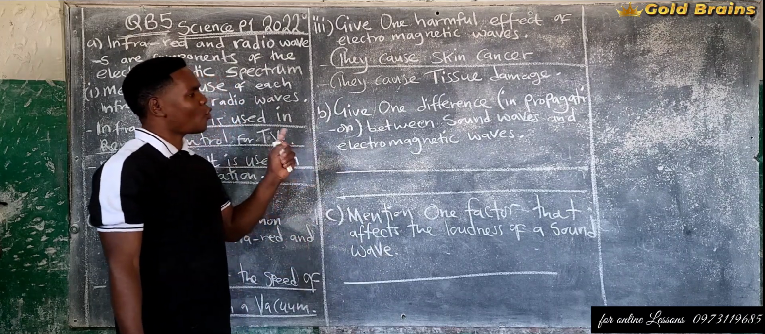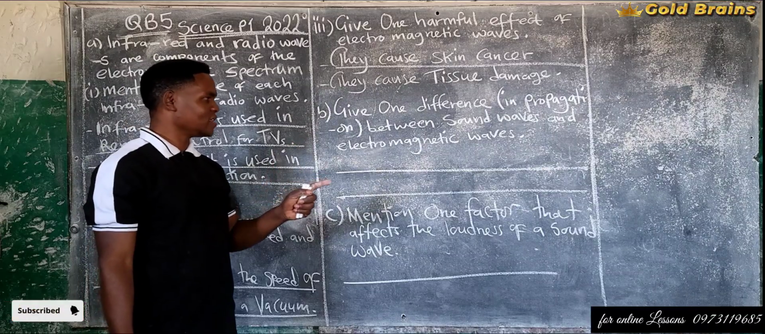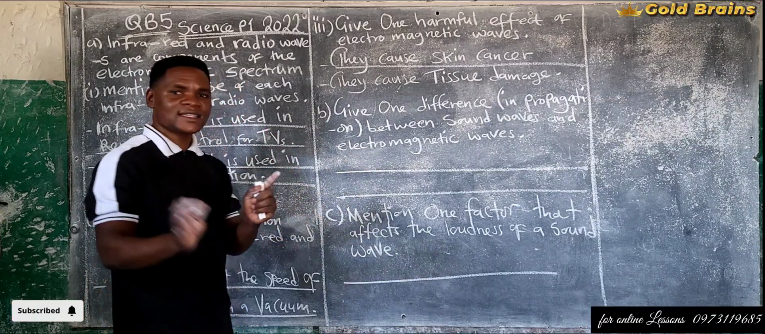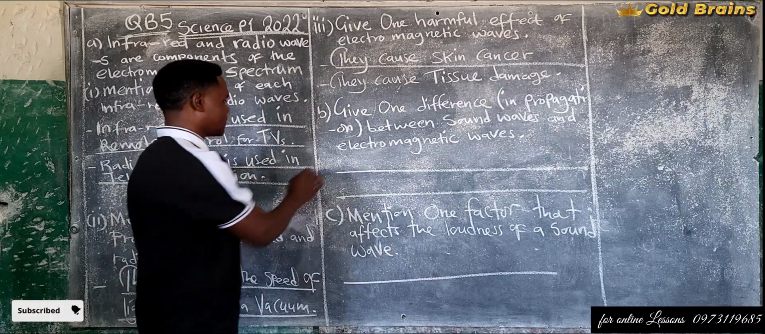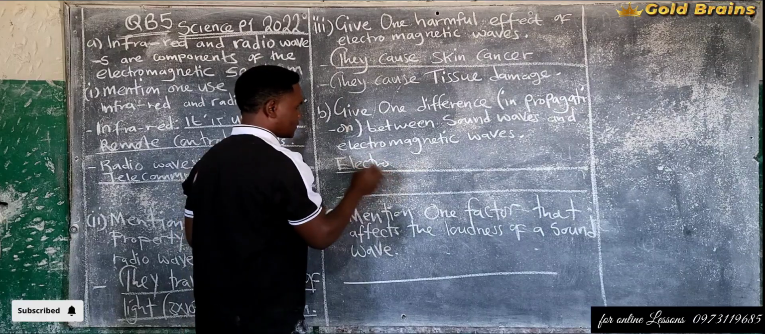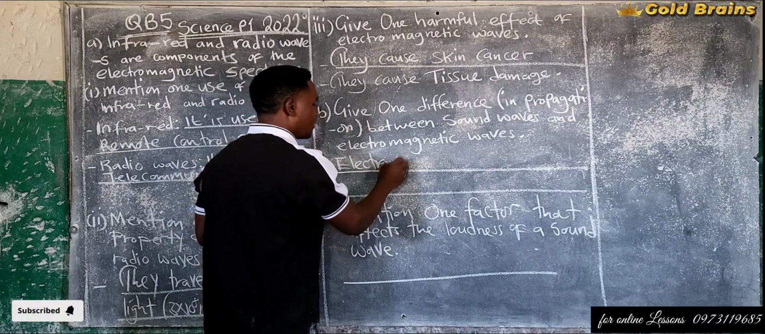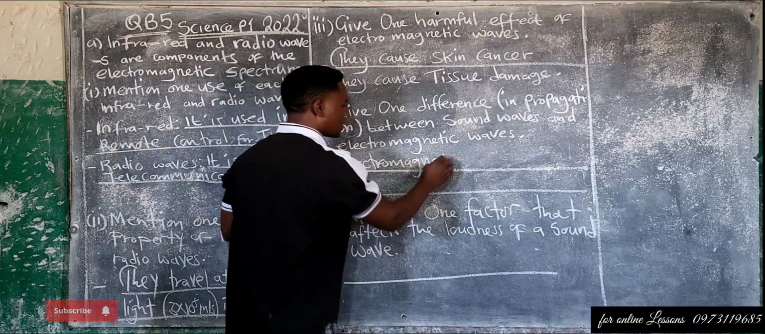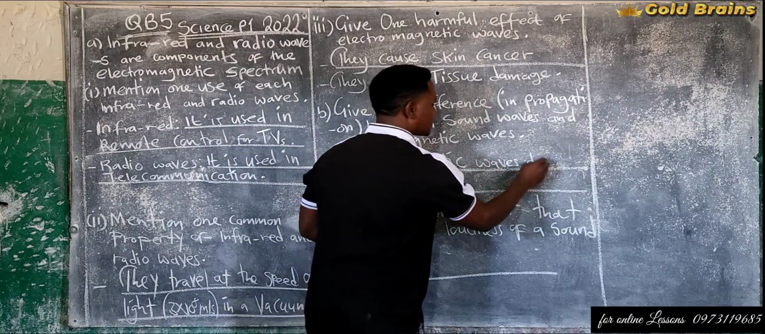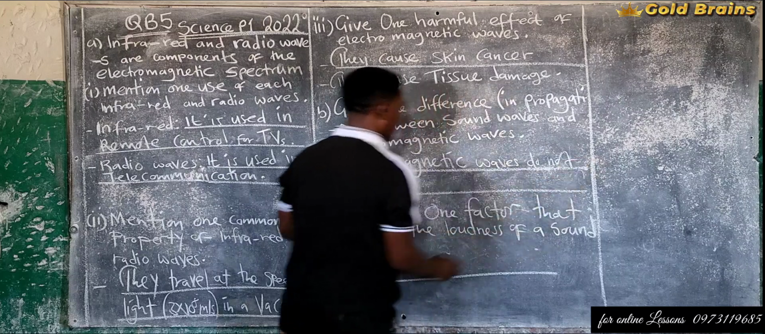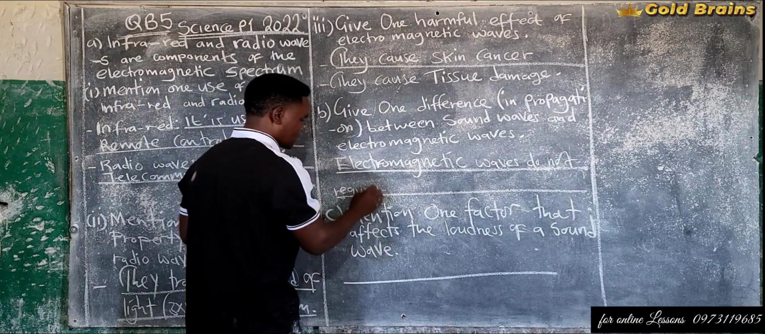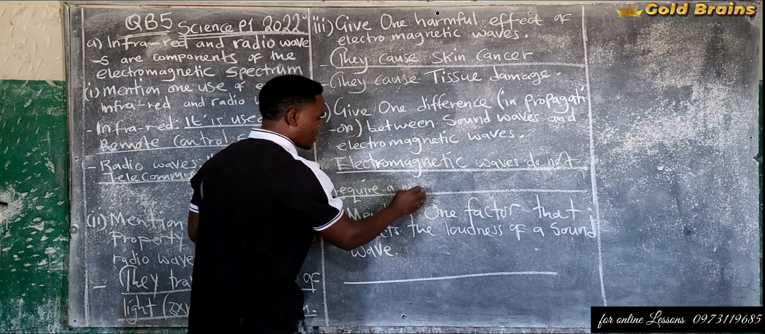Now, give one difference in propagation between sound waves and electromagnetic waves. So your answer, which was required here, was this: electromagnetic waves do not require a medium for propagation.